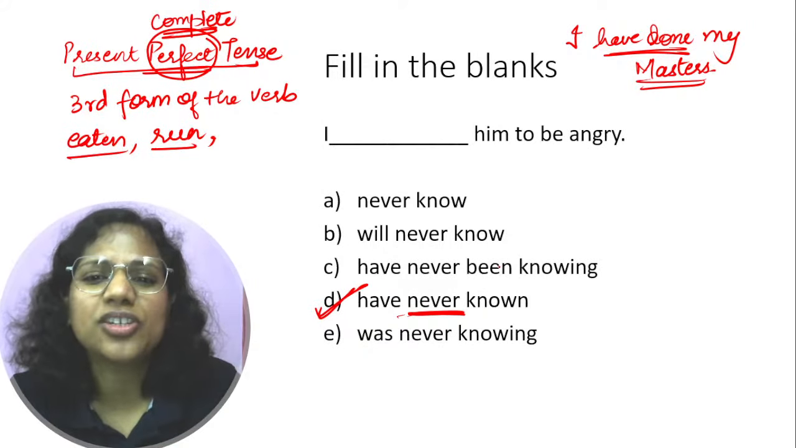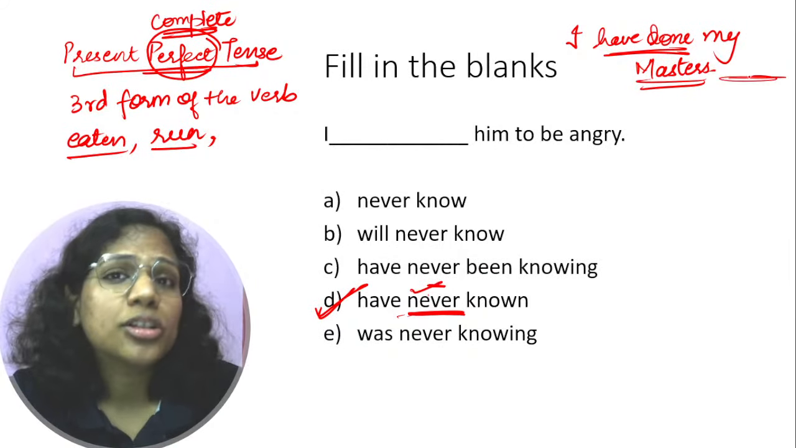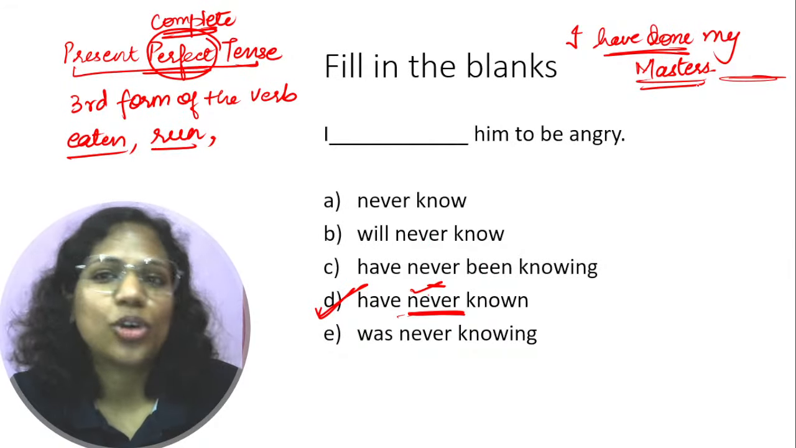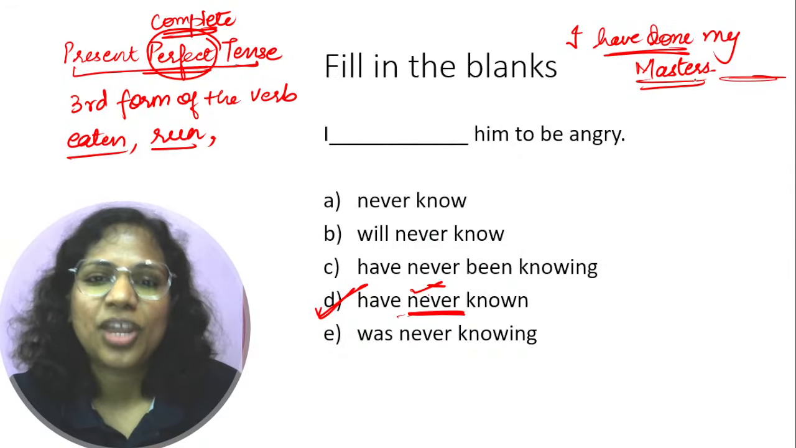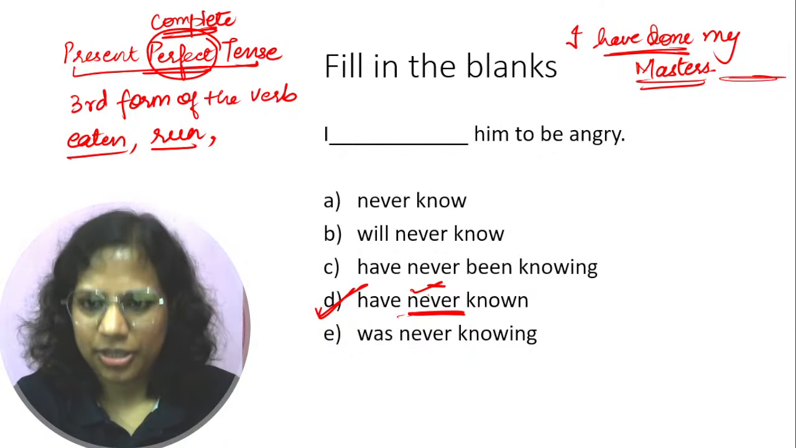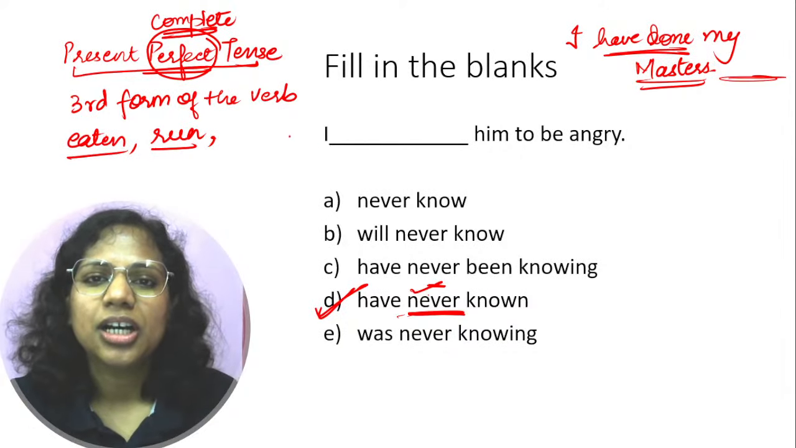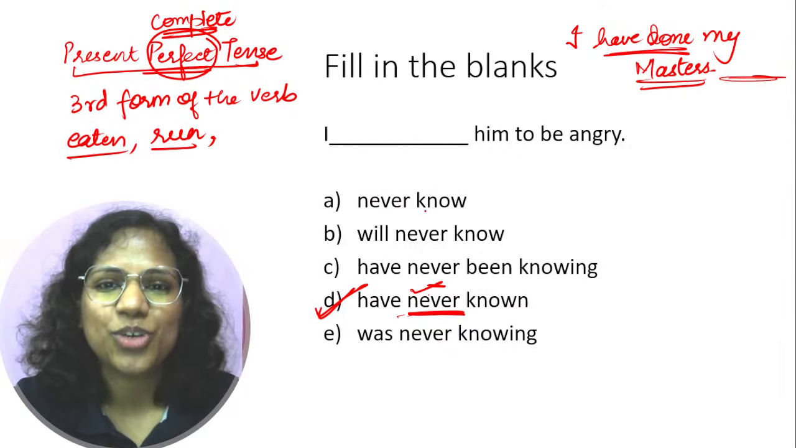So here, I have never known him to be angry. The exact time point is not important because I've already used never. Maybe it's not known, maybe it's not important. That's why I have not used any time point. Yes, Nikita, which question do you want me to explain? I've just read your message. Just mention the question number.